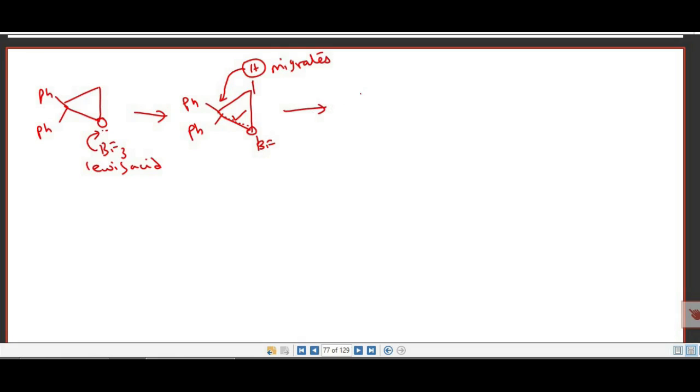Now what you will get? Ph, and here one H, that is the migrated hydrogen. Here O, BF3. So this gives a product. PhCHO is an aldehyde. You know the product will be an aldehyde. So in X, hydrogen migrates.